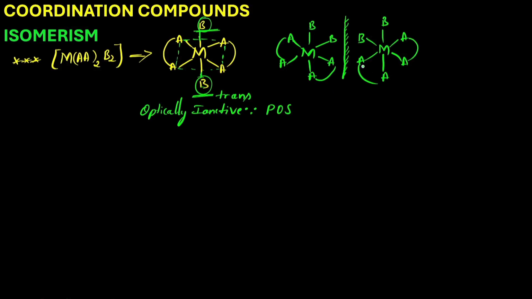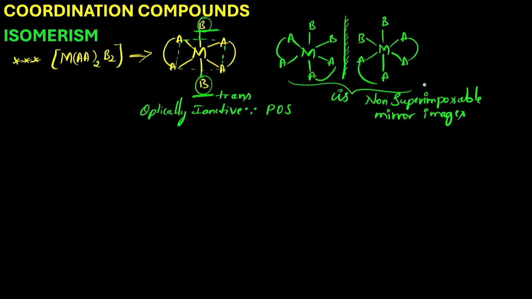These two are non-superimposable mirror images. So this is the cis form of the isomer. In this case, we are finding non-superimposable mirror images. Therefore, it is optically active.